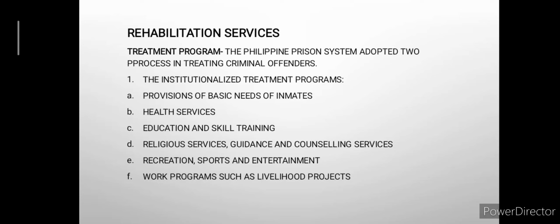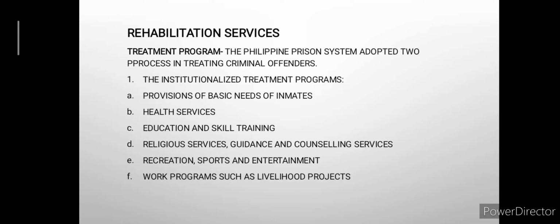Number one is the institutionalized treatment programs, like provision for basic needs of inmates, health services, education and skills training, religious services, guidance and counseling services, recreation, sports and entertainment, work programs such as livelihood projects, visitation services, and mail services. Another is the community-based program.